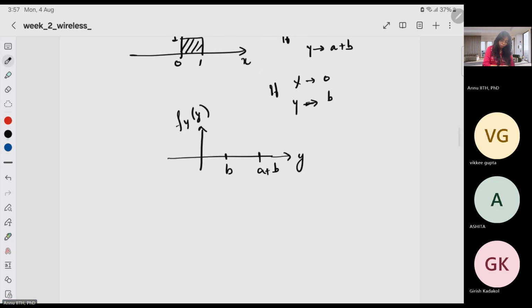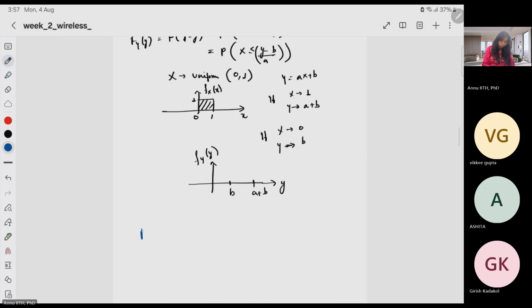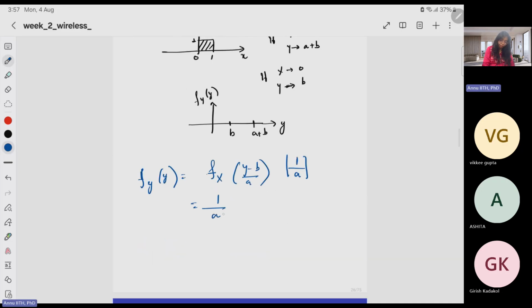Now the question arises, how will you calculate small f of y of y? As we know, just differentiate this F of x, because if we differentiate it, it will be f of x of y minus b by a. And if we differentiate with respect to y, it is 1 by a. So 1 by a times f x of y minus b by a.